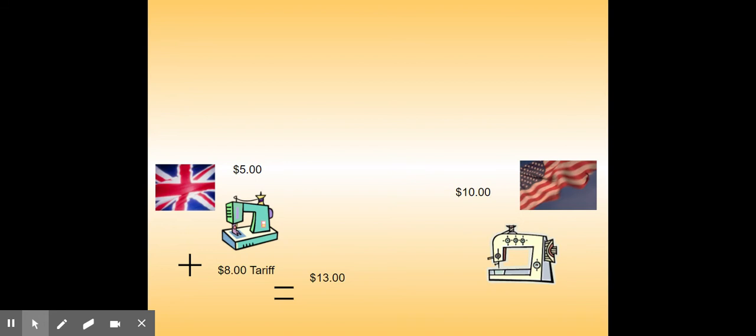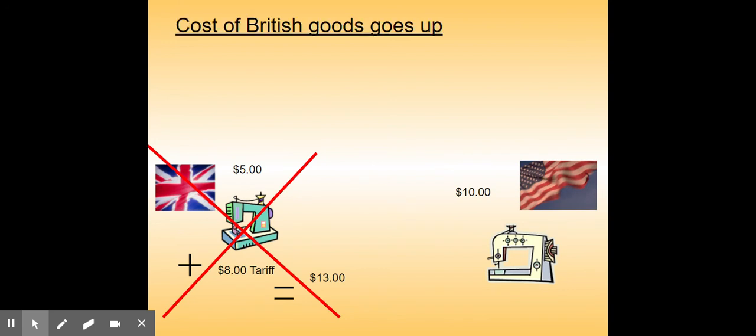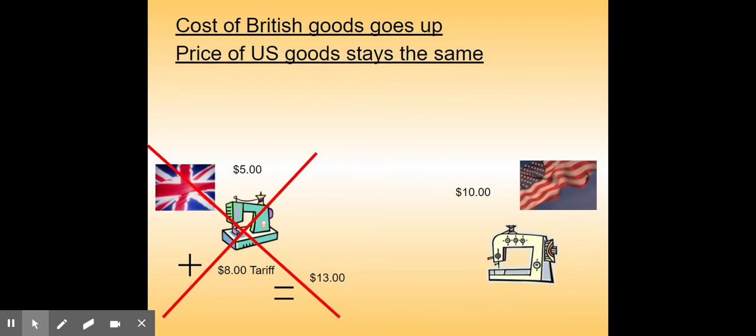Now the $10 machine has become cheaper. So we're not going to buy the British machine. We're going to buy the American machine. The cost of the British goods goes up. The price of the U.S. goods stays the same. So people are going to purchase the U.S. goods.